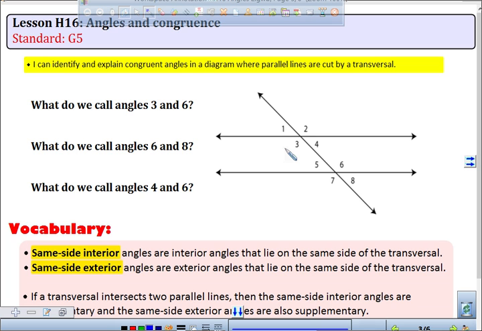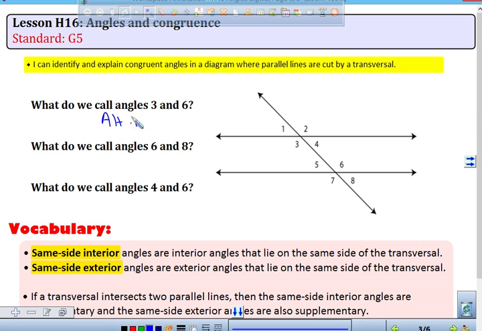Let's review again. What do we call angles 3 and 6 from that picture? Alternate interior. Alternate interior is correct. Okay. How about angles 6 and 8? Ooh, this one's a little bit more difficult. 6 and 8. Alex? Supplementary, very good. Because those two are going to add up to 180 together. They make a straight line together.